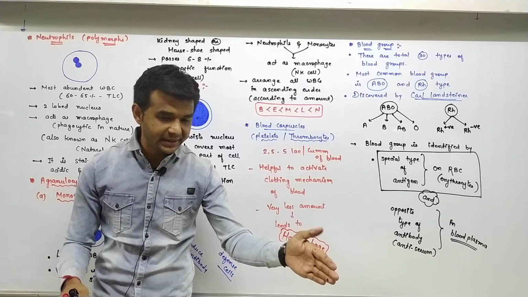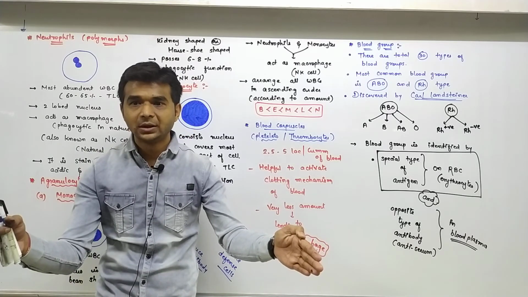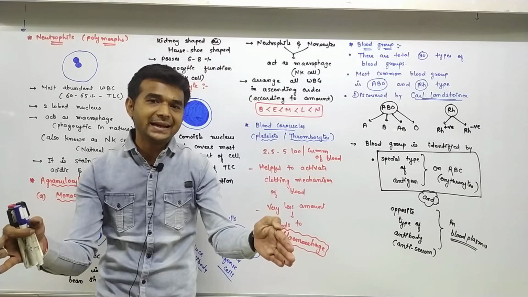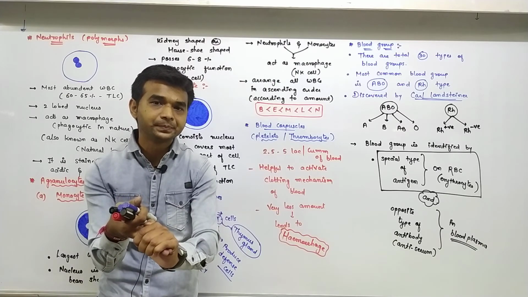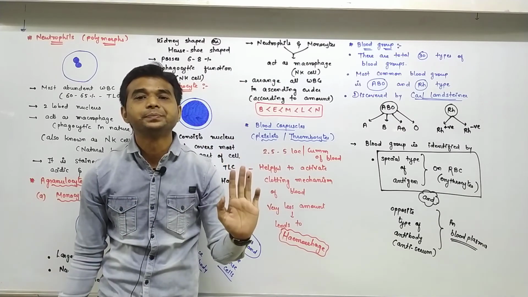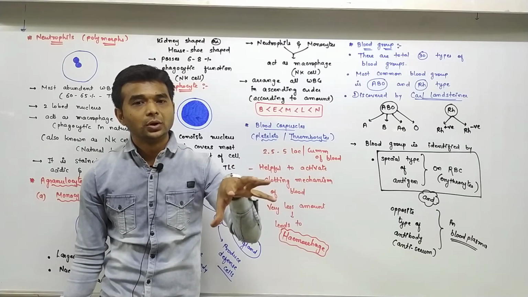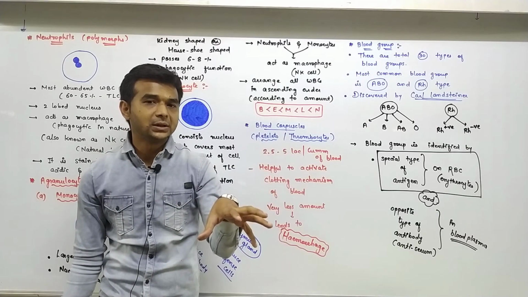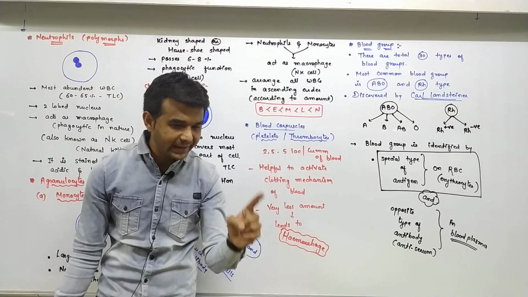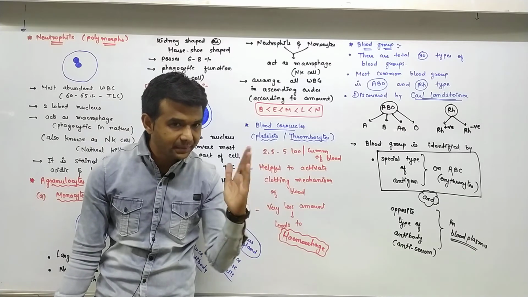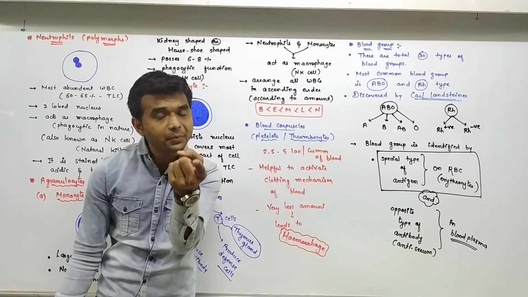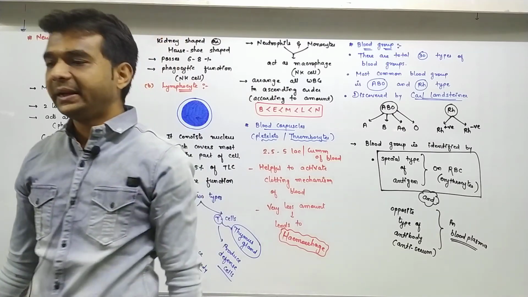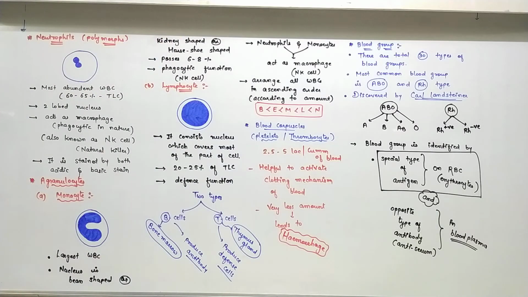If the same type of antigen and the same type of antibody are there, both the antigen and antibody react together and clotting occurs. So what happens here? For the type of antigen present in RBC, the opposite type of antibody is present in blood plasma. So this is very brief information on the blood group.